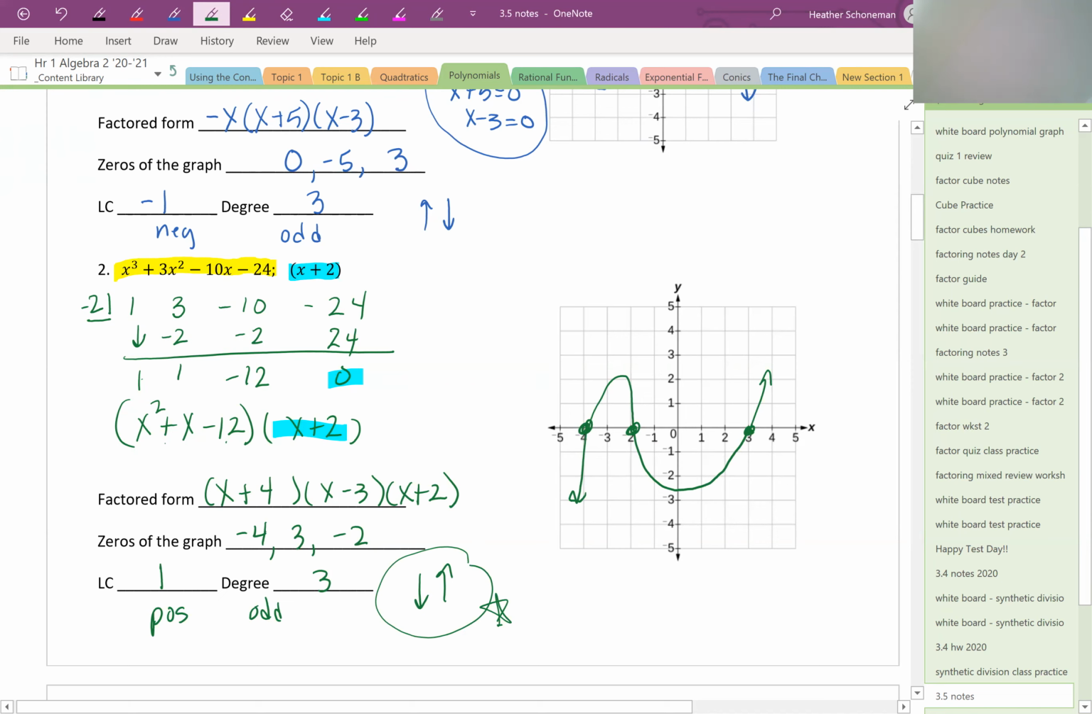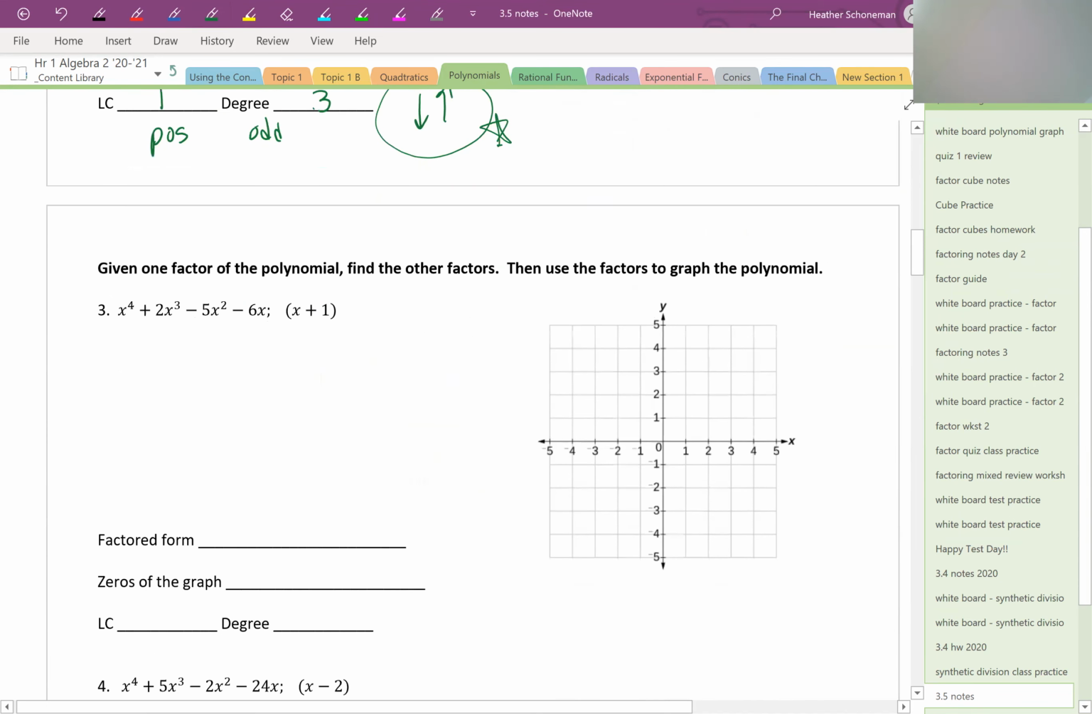Okay, notice that this one, the zeros of the graph, there's 1, 2, 3 of them, and the degree is 3. That's not a coincidence. The amount of zeros has to match the degree.